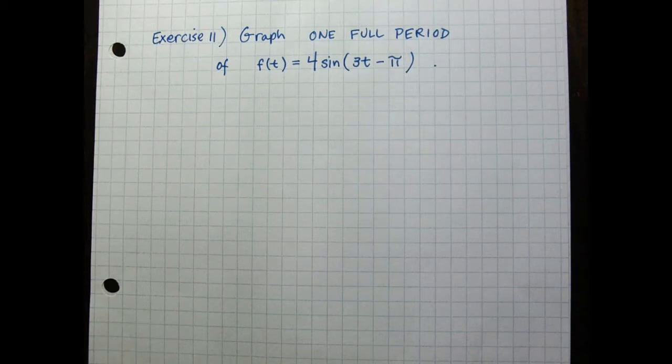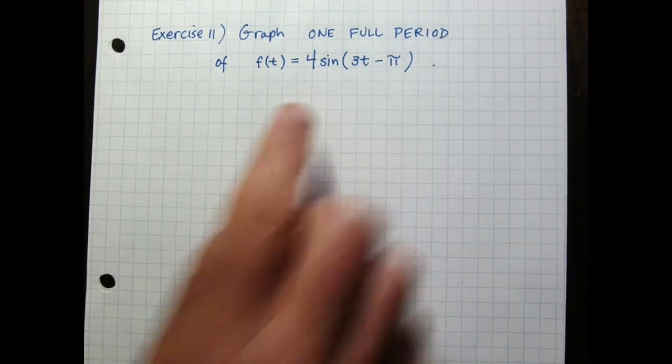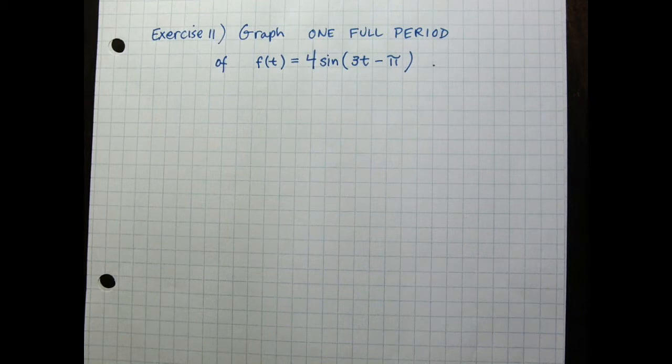This is exercise 11, graph one full period of f of t equals 4 sine 3t minus pi. You probably notice these are starting to get more complicated. We have more issues going on, and this one is quite a bit more difficult. What we're going to do is work through this one, exploring the situation, and then after we do this example, I'll give you a systematic procedure you can apply to graph these more complicated transformations of sine and cosine. So let's get started thinking about this one.